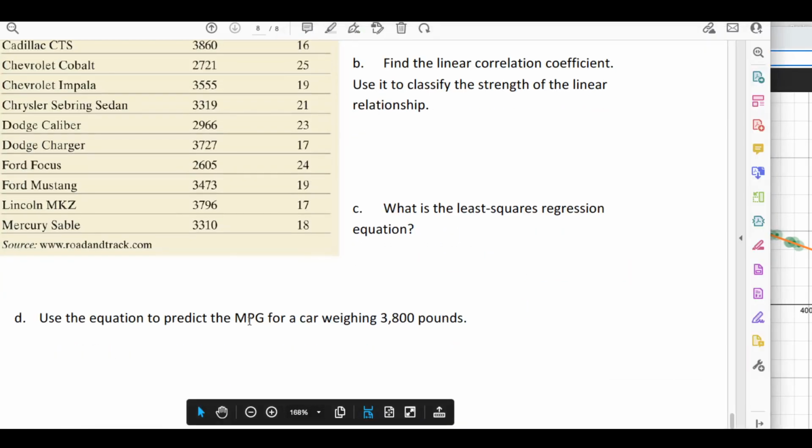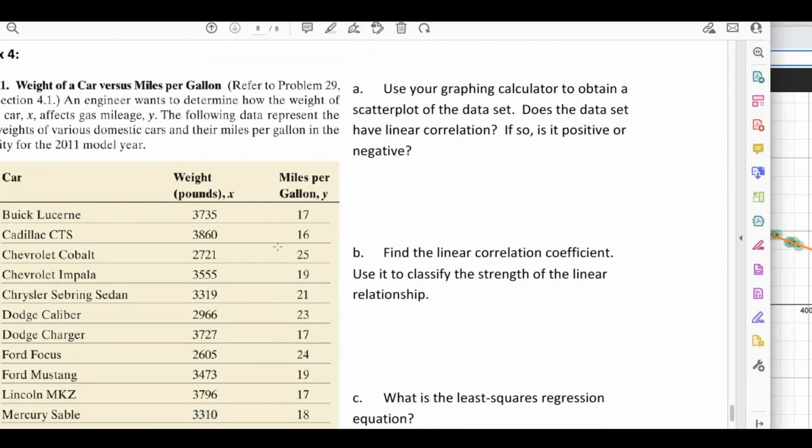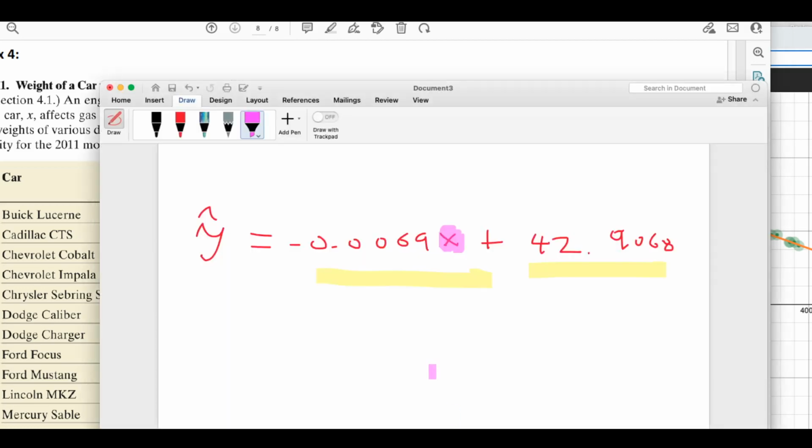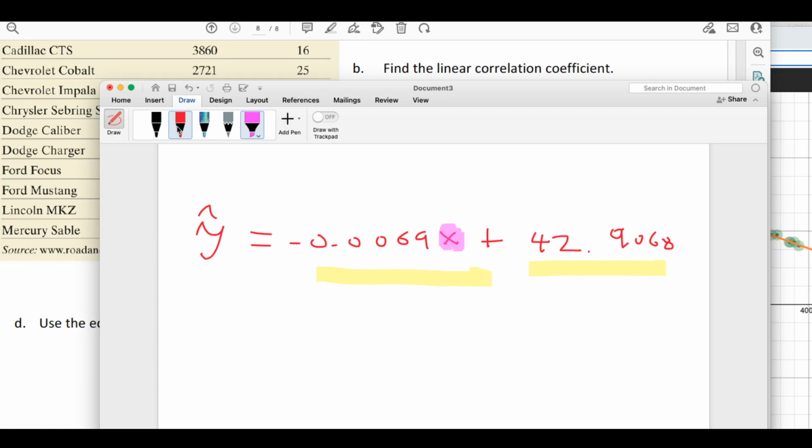Use this equation to predict MPG for a car weighing 3,800 pounds. So I forgot to mention the context of this problem: the engineer wants to determine how the weight of a car affects gas mileage. The following data represents the weight and miles per gallon. So we want to know if a car weighs 3,800 pounds, what will be the gas mileage using this model. Okay. So all I do is find the predicted value: plug in 3,800, multiply by this number, make sure that it's negative, and add 42.9068.